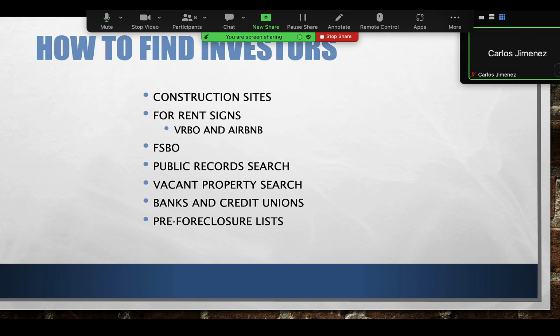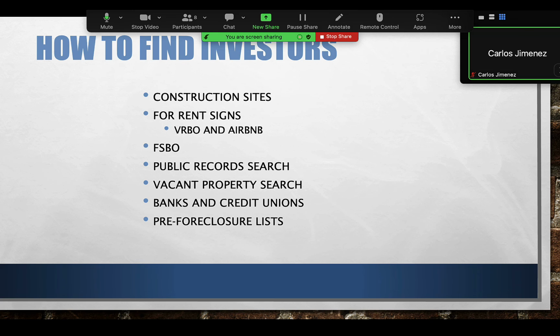There's a good likelihood that person is a real estate investor who might be interested in selling their property, or they have other properties that they're interested in selling. Fix and flippers, like I said, have more than one property going. It's really common, right? For rent signs, VRBO and Airbnb, contacting those investors and asking them if they're interested in selling. And I'm going to give you the script for that in a minute.